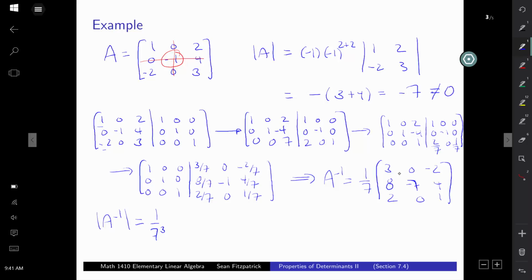Because that 1 over 7 is in every row. When I pull it out of one row, I get a 1 over 7. When I pull it out of the other one, I get a 1 over 7. When I pull it out of the third one, I get a 1 over 7. So I get 1 over 7 3 times.